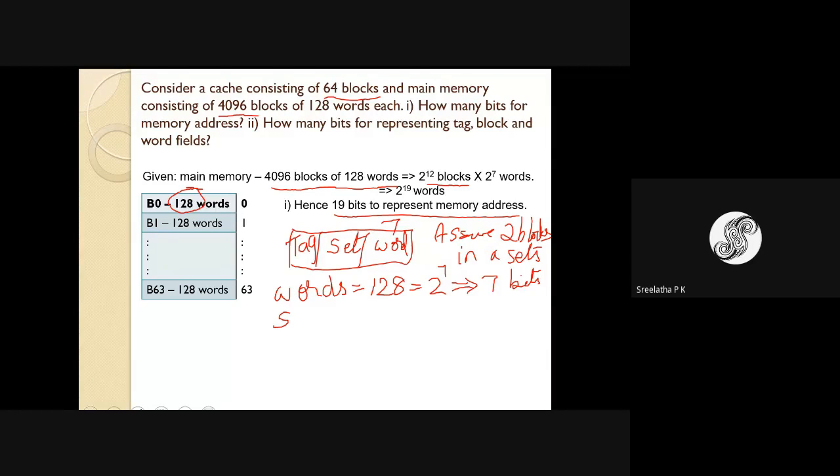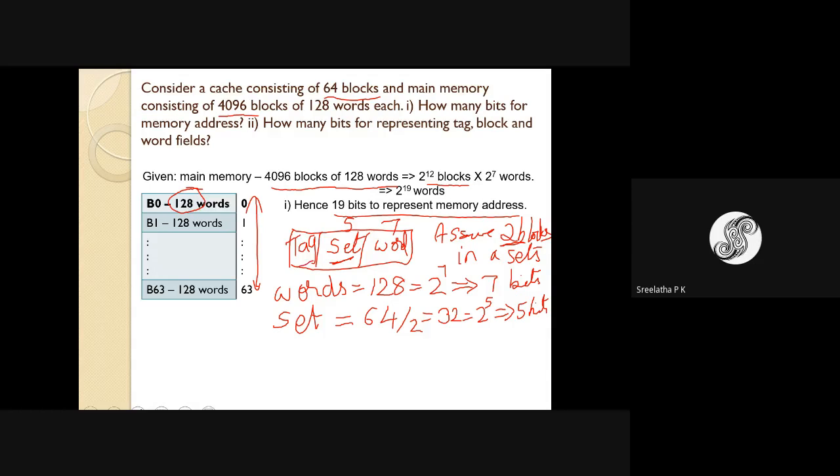Now, number of bits required for the set field. The next field. So how do I find the number of bits required for the set field? I have assumed that each 2 blocks are grouped into one set. And the total number of blocks in cache memory is 64. 64 divided by 2 is nothing but 32, which is nothing but 2 power 5. So 5 bits are required for representing the sets. Okay, 5 bits for representing the set.